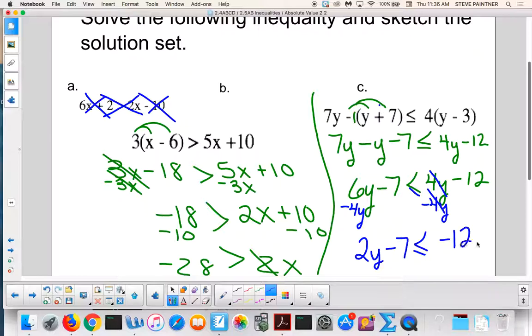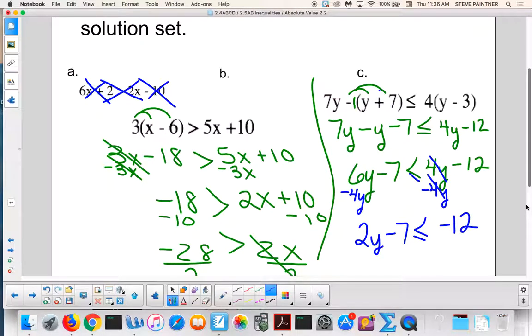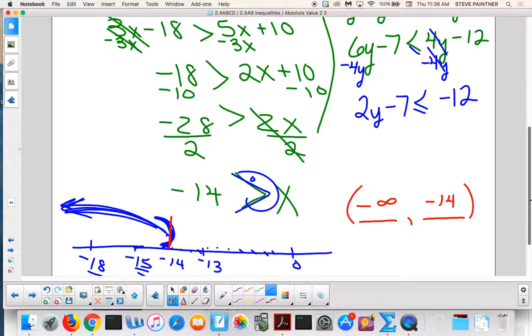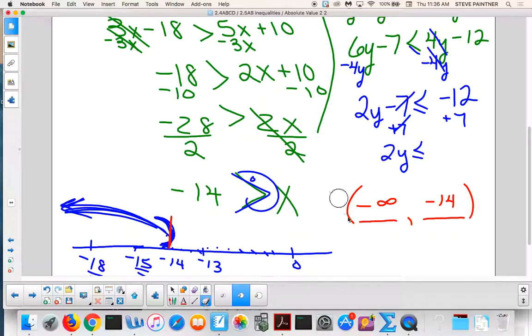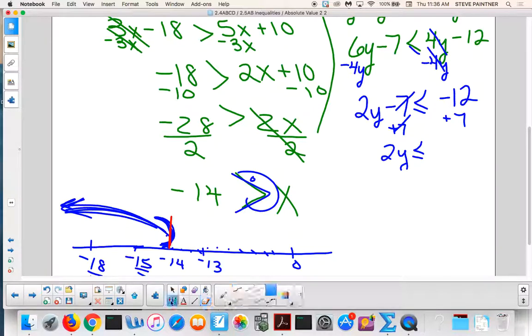Okay, let me stop. Are you okay? All right, Lorena, finish it. Plus 7. Guys, quit talking, please. 2y is less than or equal to negative 5. Okay, hang on. She says negative 5, I agree. Divide by 2. When you divide by a positive, do I switch the sign? No. There it is. What is that number? Negative 2.5.